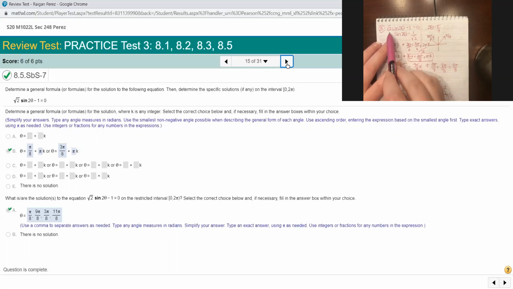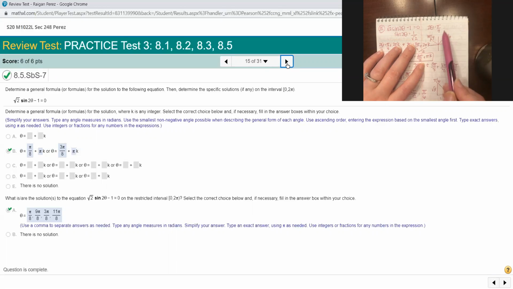So the problem started out with square root of 2 sine times 2 theta minus 1 equals 0. So I solved it and got 1 over square root of 2. Sine is positive in quadrant 1 and 4. And I know to get 1 over square root of 2, it's a pi over 4 angle. So it's pi over 4 in quadrant 1 and 3 pi over 4 in quadrant 2. So it actually had to be 2 triangles.